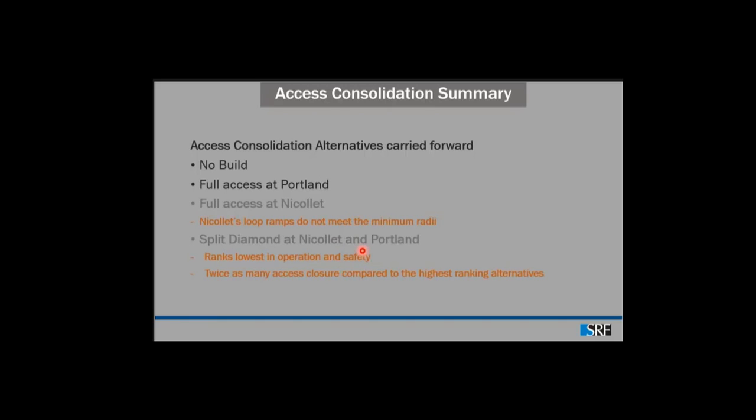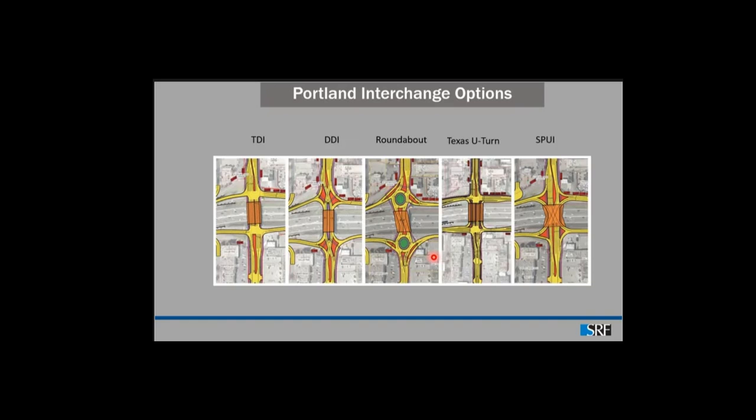We rule out our full access in Nicollet option because the loops in Nicollet don't meet the minimum radius recommendation, and to meet that we'd have a high cost and also a high roadway impact. When we looked into our split diamond option, it ranks the lowest in our operation and safety aspect, and it also closes twice as many accesses compared to the highest performing alternatives. So at the end of our initial screening for access, we move forward with no build and full access in Portland.